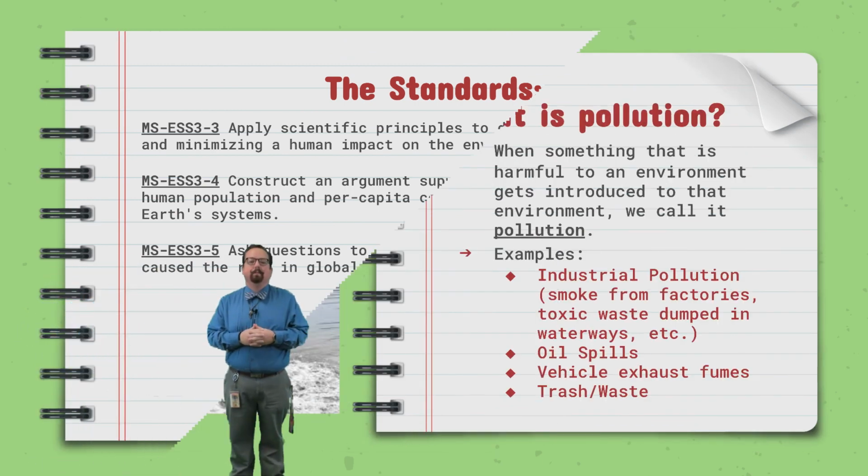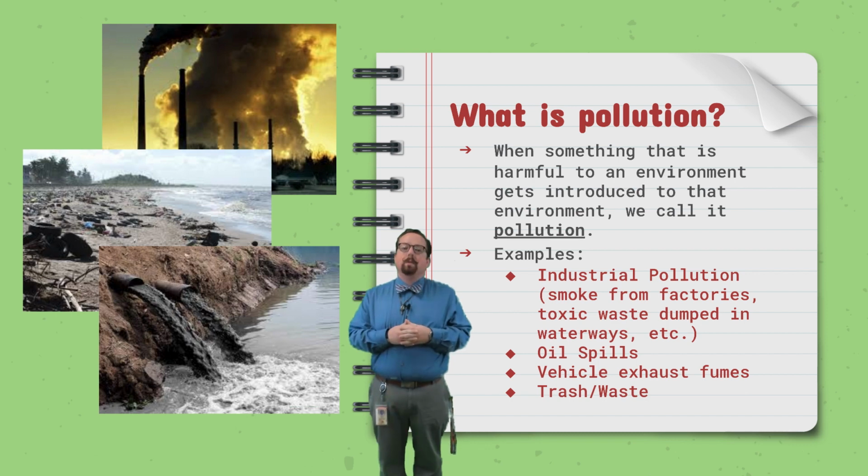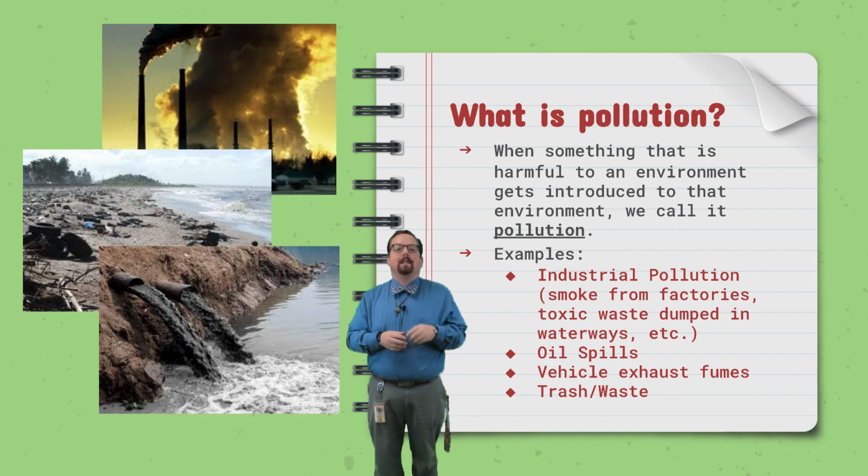Let's get started. In general, pollution is when something that's harmful to an environment gets introduced into that environment. Some examples that you're likely familiar with include industrial pollution, things like smoke from factories or toxic waste being dumped into waterways, oil spills, the exhaust fumes from the vehicles we drive around in, and the trash that gets left laying around on Earth or in the ocean.